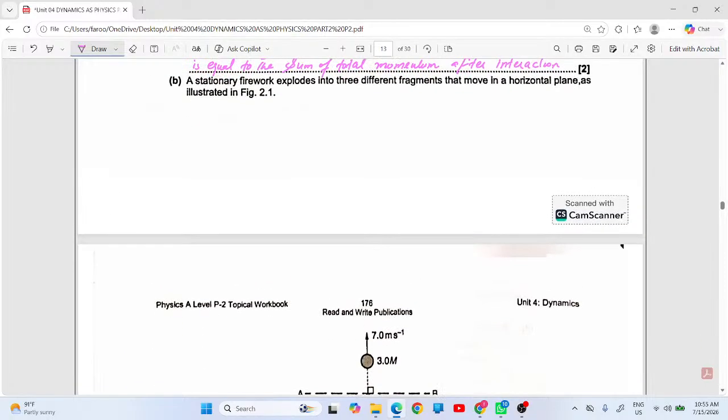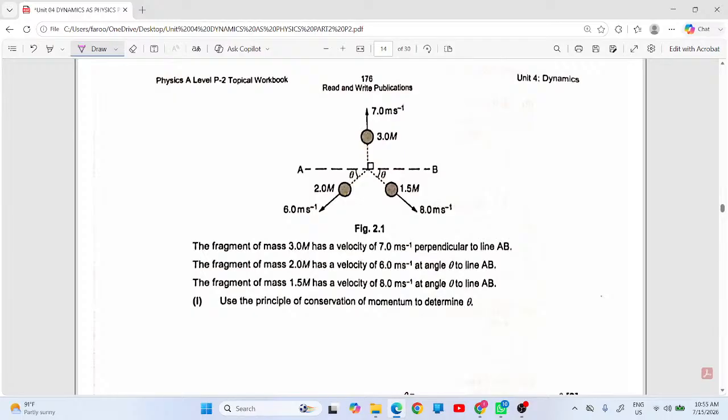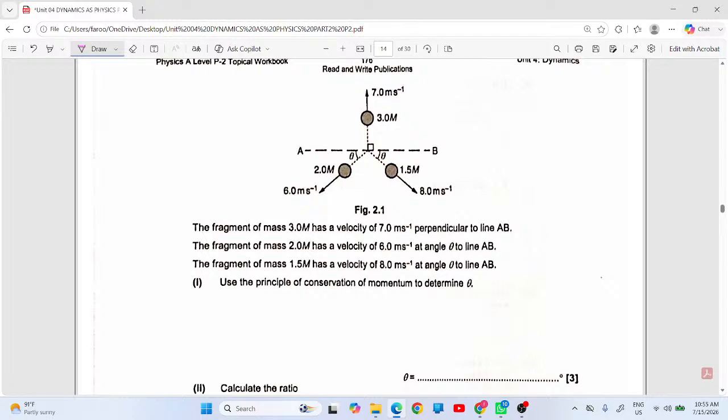Next is a stationary firework explodes into three different fragments that move in a horizontal plane. So how many fragments are being formed here? Two are moving downward, and one is moving in the other direction. Their masses and velocities are given. Next, use the principle of conservation of momentum to determine the angle.